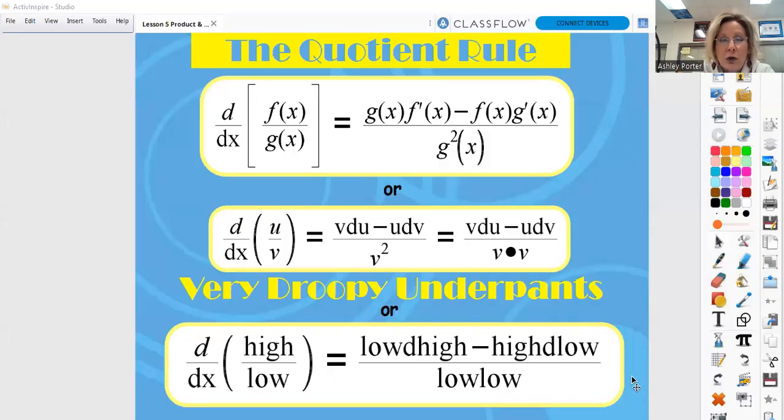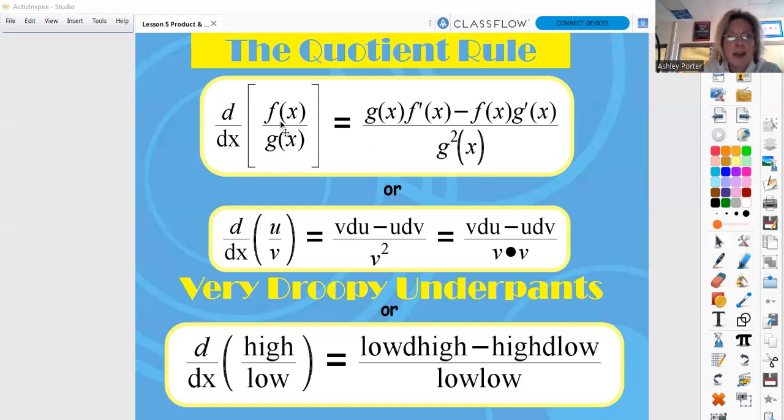Now we're switching to quotient rule. So whenever you have a quotient of functions, f of x over g of x, then we want to take the derivative using the rule g of x f prime minus f of x g prime all over g of x quantity squared, which is g of x times g of x, but you'll see it written oftentimes as g squared of x. Now, that doesn't have much of a ring to it, makes it hard to memorize.